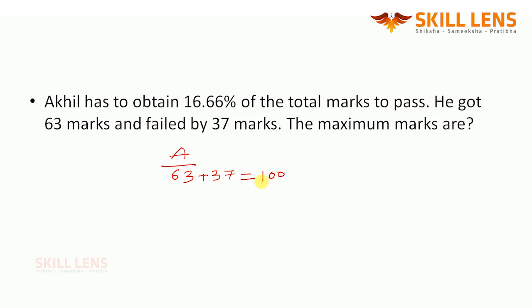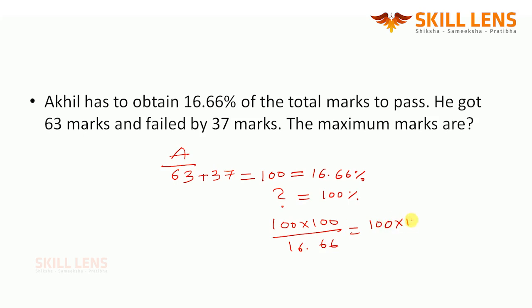Okay, 63 plus 37 is what? 100 marks. Can I say this 100 equals only 16.66%? Yes. 16.66% is 100, then 100% is what? This is where our second lecture will help you to answer a lot of questions. Guys, look here. If you do a cross multiplication, it will become 100 into 100 divided by 16.66%. If you know this value, the job is a cakewalk.